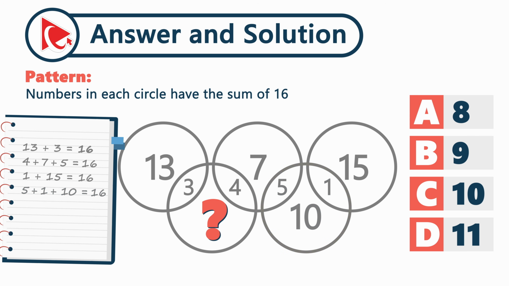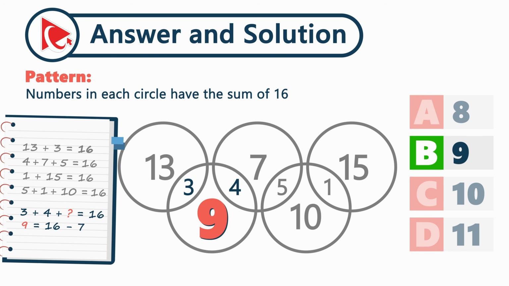And I think you know what time it is now. It's the magic time to calculate the missing number. We have 3 numbers in the bottom left circle. 3, 4, and then the missing number. 3 plus 4 plus the missing number equals 16, which means that the missing number equals 16 minus 7, and the missing number equals 9. So the correct answer here is choice B, 9.